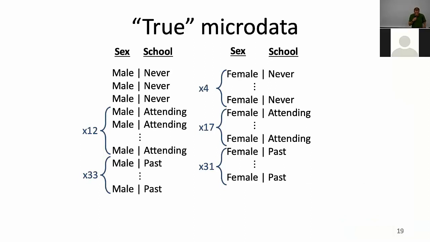So in this toy example, we start with true microdata. Let's say you've taken a survey of, in this case, 100 individuals, and we have two variables. We have sex and we have school attendance. Sex can take two values, male and female. School attendance can take on three values: never attended, currently attending, or attended school in the past.